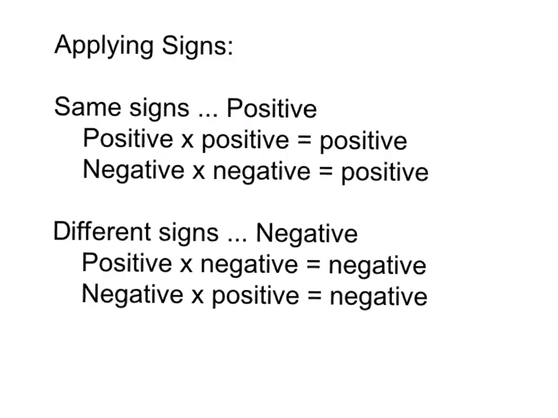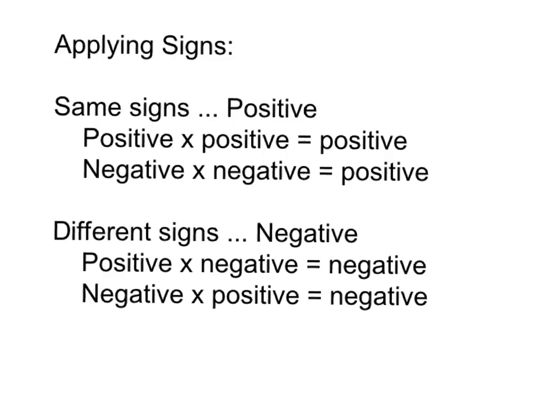What do I do with signs? The same rules apply. If I have a positive times a positive, I get a positive. If I have a negative times a negative, I get a positive. If they are different signs, a positive times a negative is still going to be a negative, and a negative times a positive is a negative.